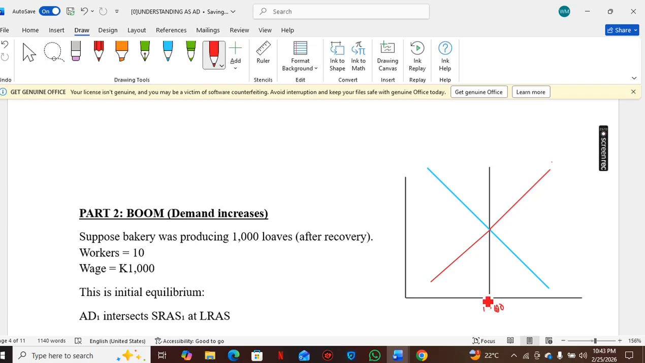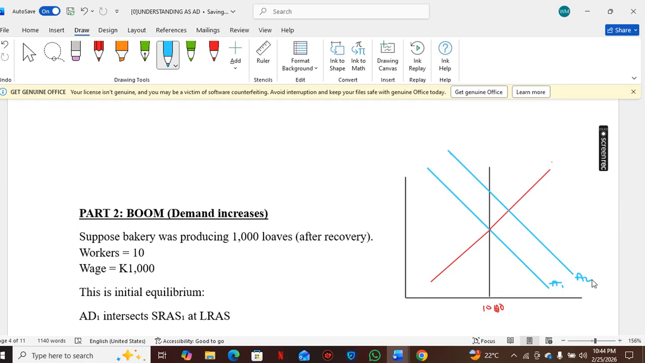Now the economy booms. People have more money. Their income increases. They start spending more. This is going to cause aggregate demand to shift to the right like this. As we said, shifters of aggregate demand, consumer spending. So if consumer spending increases, aggregate demand increases.